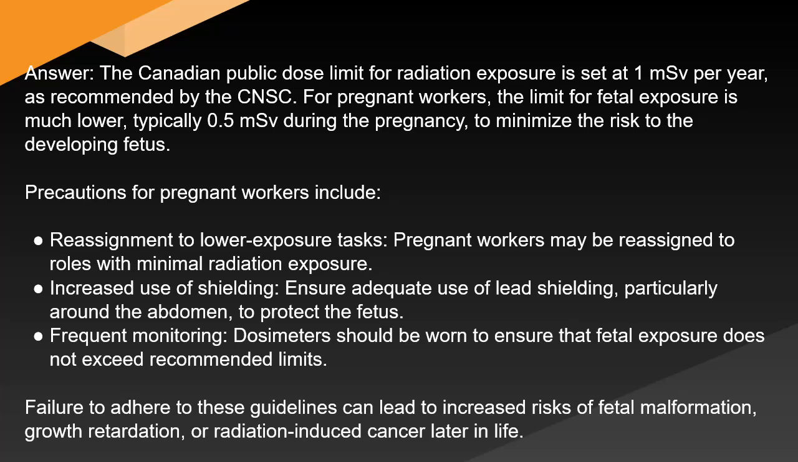Precautions for pregnant workers include reassignment to lower exposure tasks. Pregnant workers may be reassigned to roles with minimal radiation exposure. Increased use of shielding: ensure adequate use of lead shielding, particularly around the abdomen, to protect the fetus. Frequent monitoring: dosimeters should be worn to ensure that fetal exposure does not exceed recommended limits. Failure to adhere to these guidelines can lead to increased risks of fetal malformation, growth retardation, or radiation-induced cancer later in life.